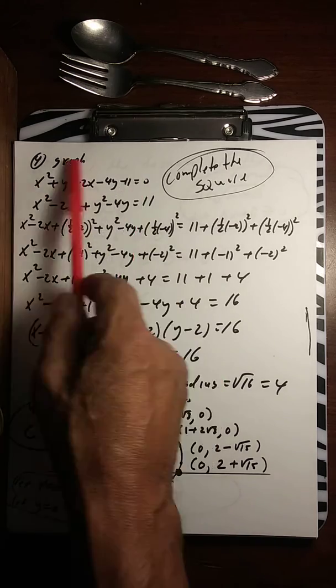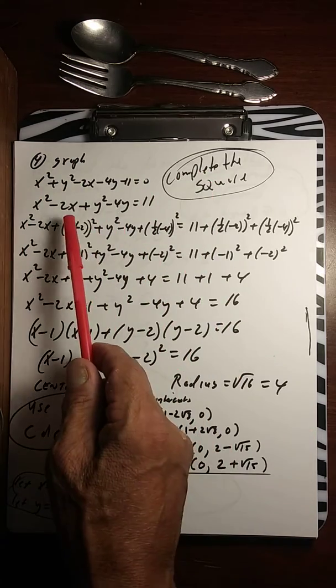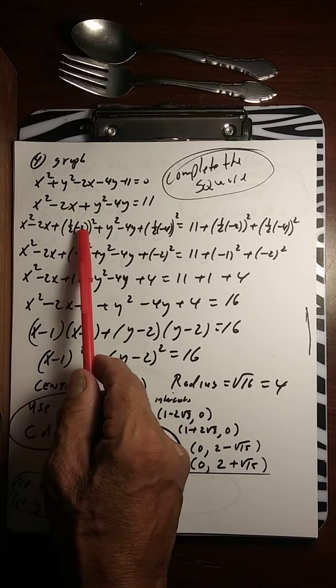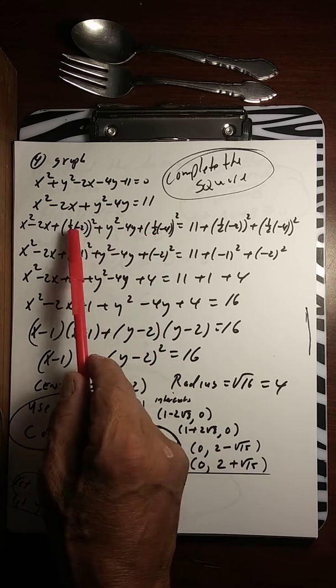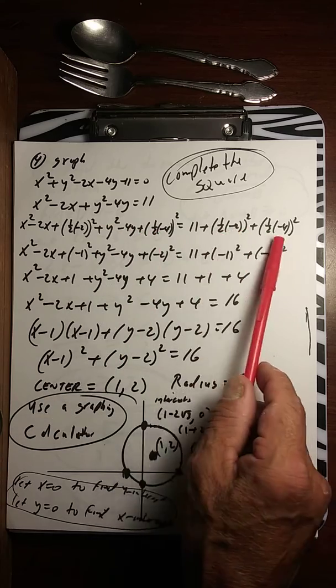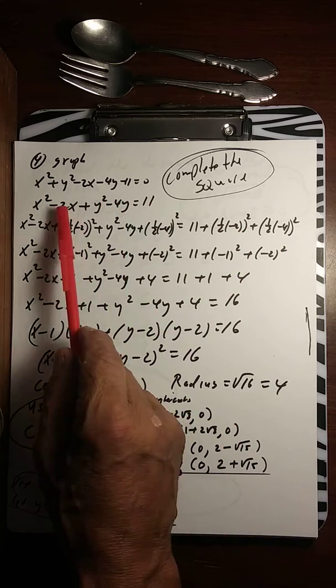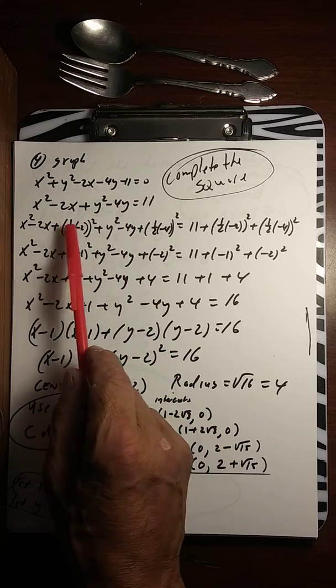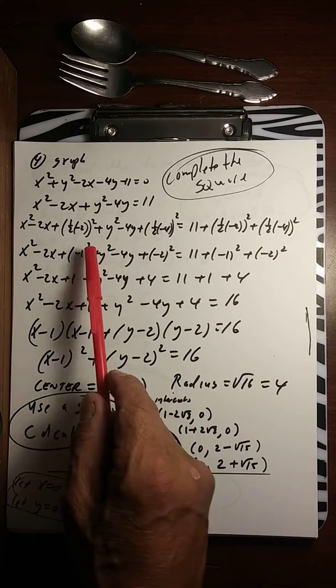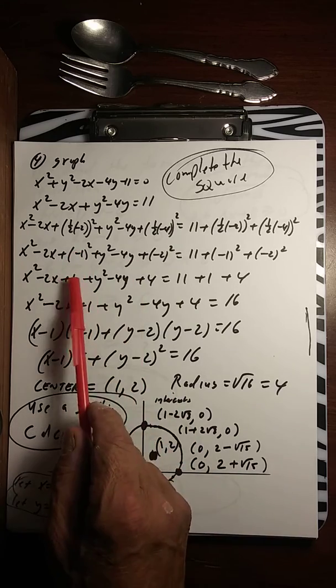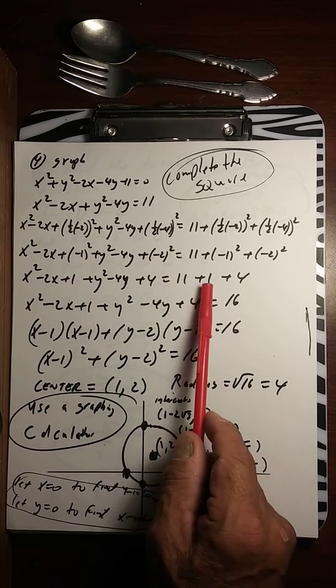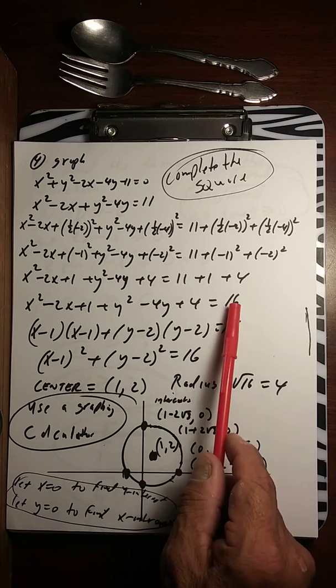Graph this. This is an equation of a circle. So let's complete the square. Take half of this number squared and take half of this number squared. Add it to both sides. Add it there and add it right there. First thing I did, rewrite, put the 11 over there, put the x and the y together. So now half the number squared, half the number squared, both sides. Half of this is negative 1, half of this is negative 2. Negative 1 squared is 1. Negative 2 squared is 4. 1 and 4 there. Put these together, 16.